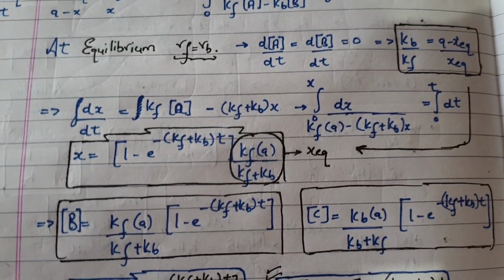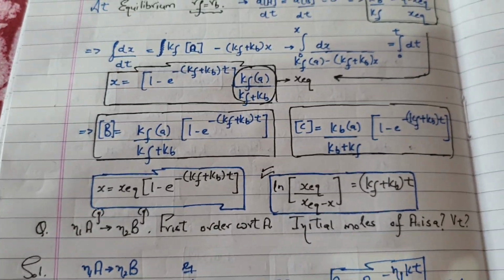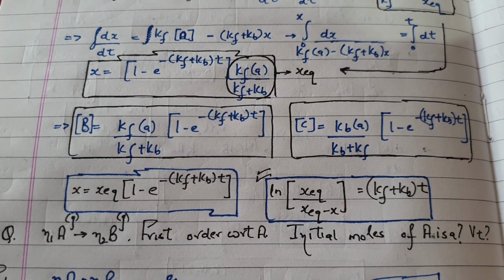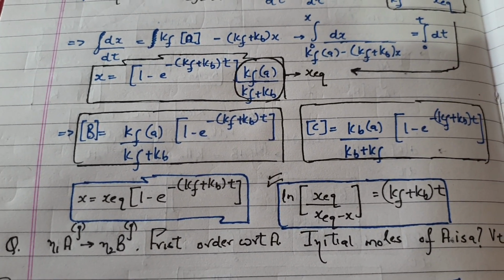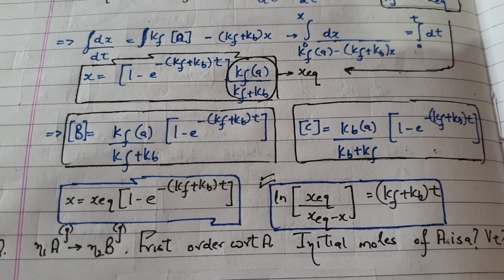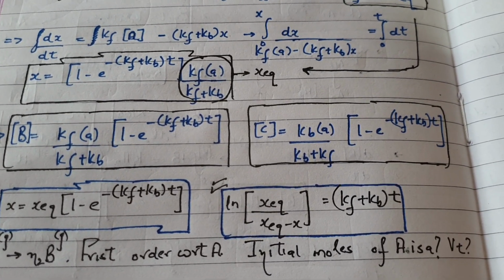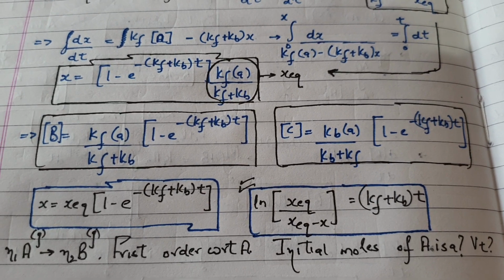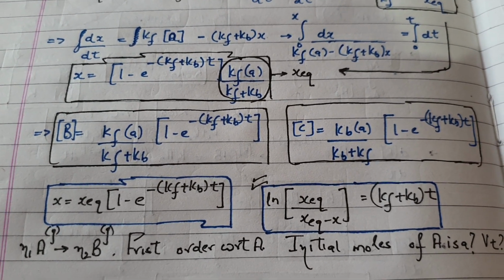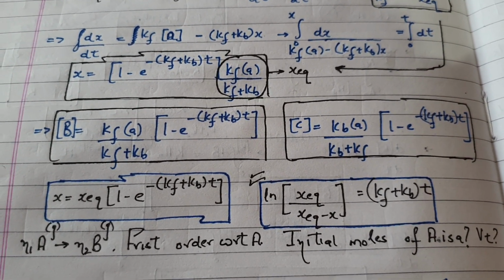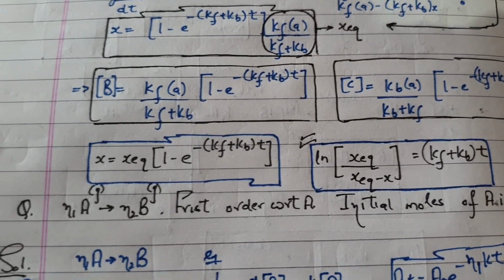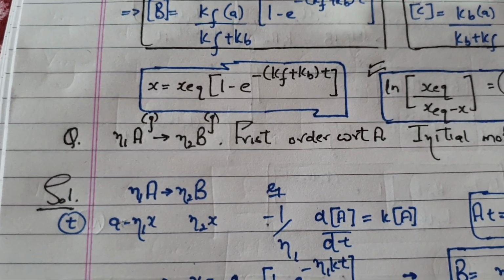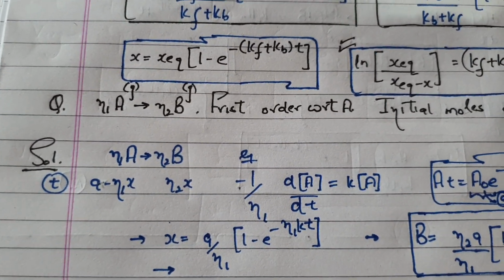Now just a simple question regarding this topic. We are given a question in which n1 A is converted into n2 B. It is first order, the initial moles of A is a, and we have to find the volume at a time t. You can try this question. If you are not able to solve it, then you should see the solution, which I am going to show you now.